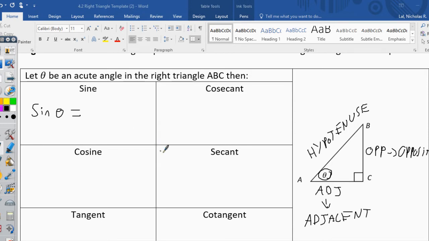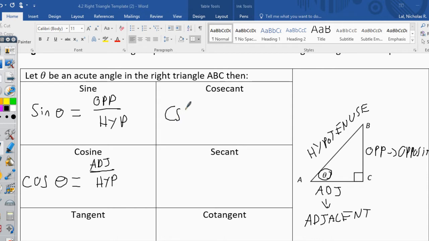All right. So the sine is the opposite side over the hypotenuse. The cosine is, and notice your input is an angle, your output is a right triangle ratio. Your cosine is the adjacent over the hypotenuse. Cosecant, CSC of theta, is going to be the hypotenuse over the opposite.